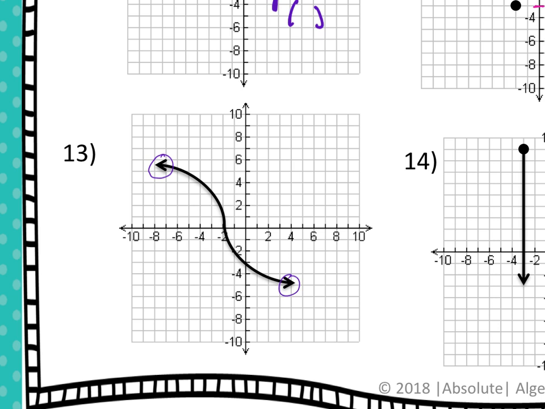For my x's, is there any x that's not going to be used? Well, no, there's not. Every single x is going to be used in this. So that means my domain is going to be from negative infinity to positive infinity. Okay? And I can do the same with my range, and that's my y.